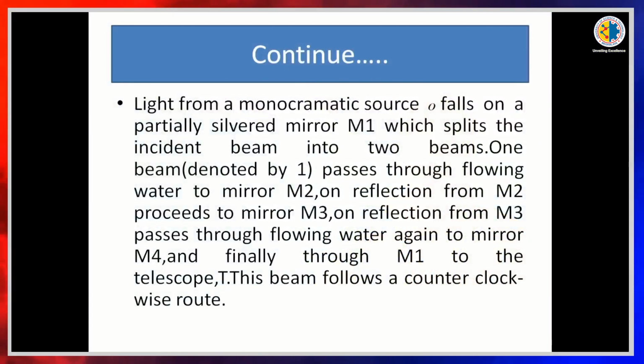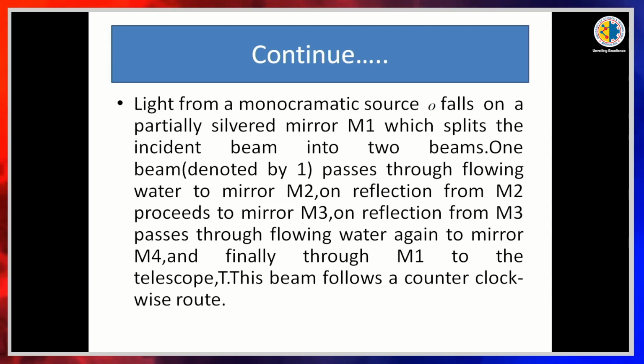Light from a monochromatic source O falls on a partially silvered mirror M1, which splits the incident beam into two beams. One beam, denoted by 1, passes through flowing water to mirror M2. On reflection from M2 it proceeds to mirror M3. On reflection from M3 it passes through flowing water again to mirror M4 and finally through M1 to the telescope.